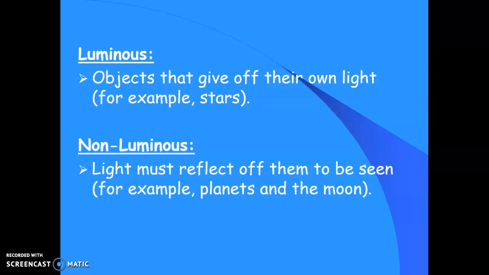So we're only able to see all of these other objects because of reflected light. A lot of people believe that, for example, the moon at night is providing its own light, and actually it's not. We see the moon because of reflection. So again, this is a little introduction lesson. We're going to spend time talking about the moon specifically in another lesson.